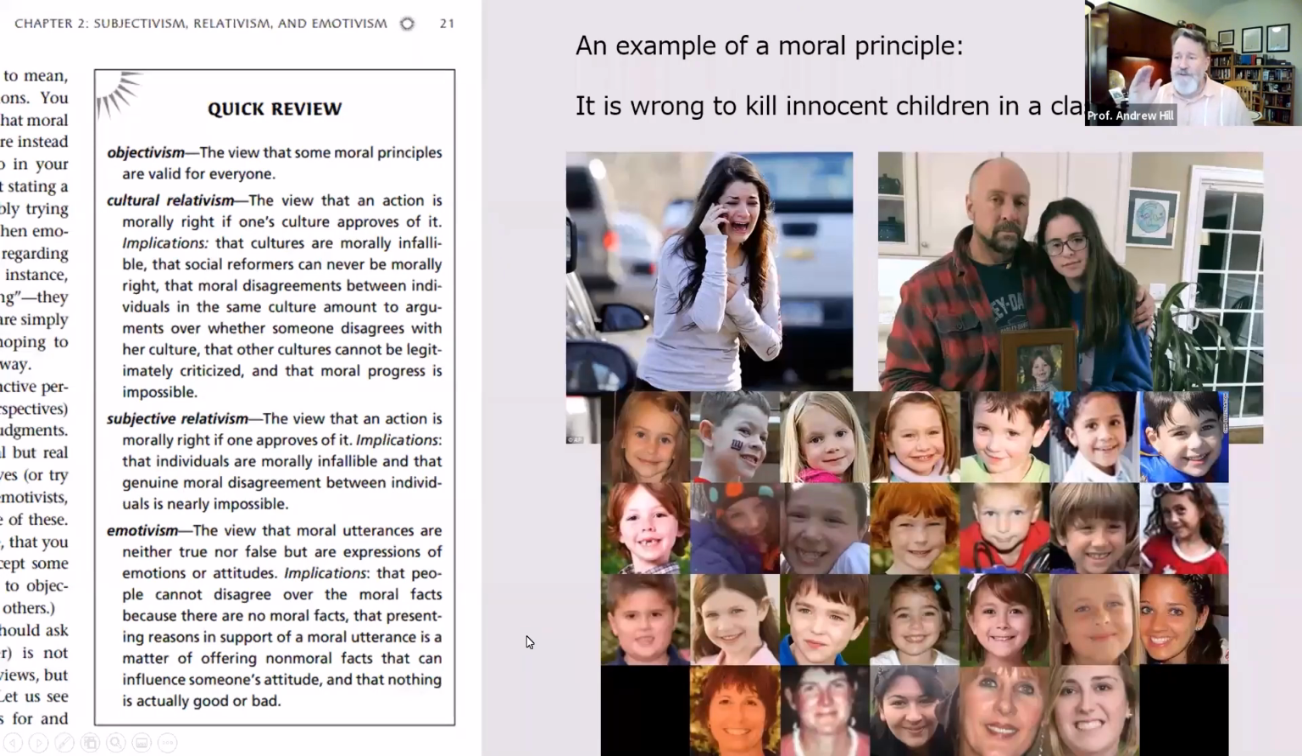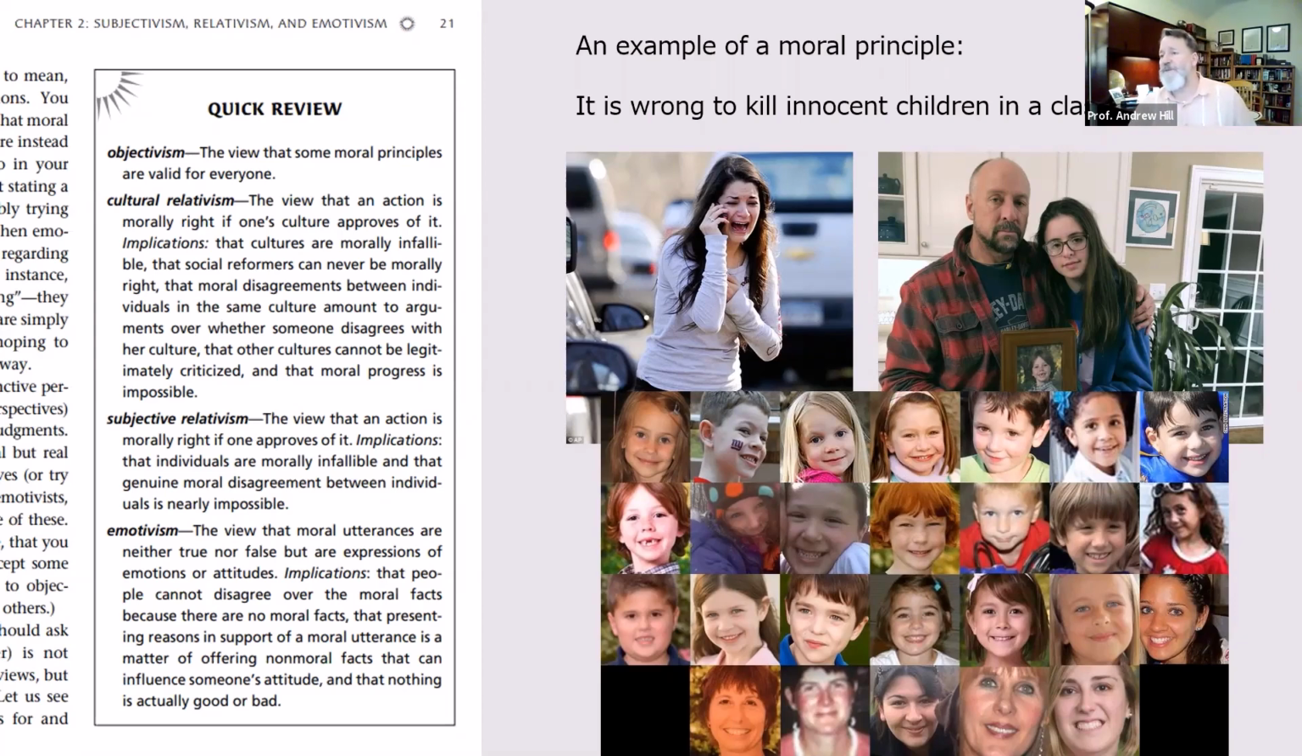Now I mentioned he has this brief, quick review box right at the beginning of the chapter. And in it, he just says, objectivism is the view that some moral principles are valid for everyone. And so this is the thinking that morality is about rules and principles, moral principles that we learn and then just apply to difficult moral situations in which we find ourselves. So, for example, there are these principles, there are these rules, and we can rely on them. And we're going to see some more of this when we get to Immanuel Kant, and he's going to be talking about rules which cannot ever be broken.